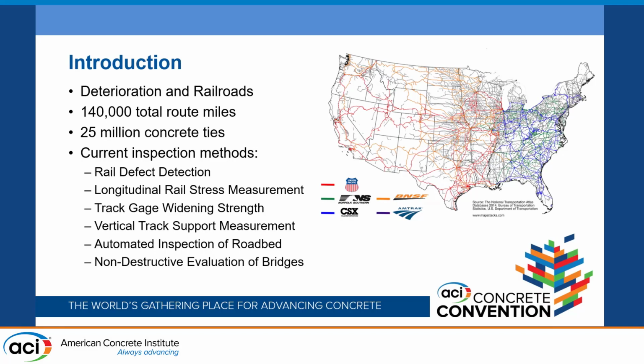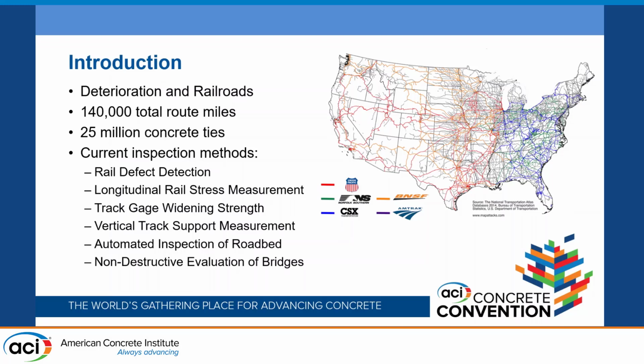So in the US, we have over 140,000 total route miles of railroad, in which is contained over 25 million individual concrete ties. Most of this rail network is outdoors, meaning it is exposed to the elements and therefore subject to constant deterioration. Since the rail is a critical element of our infrastructure, it's important to inspect the health of these ties over the duration of their life to prevent deterioration from affecting the infrastructure itself.